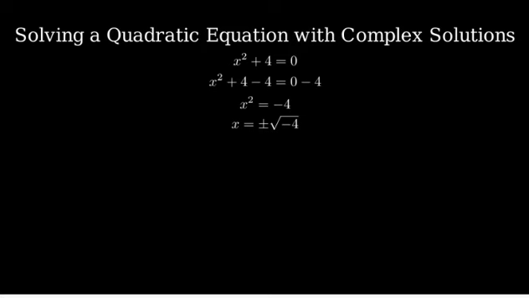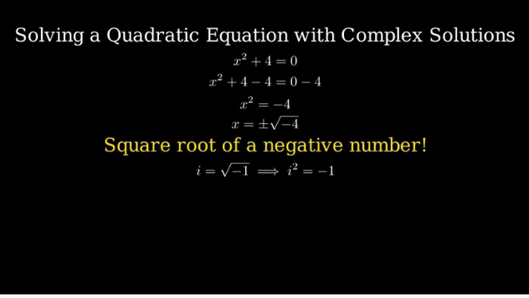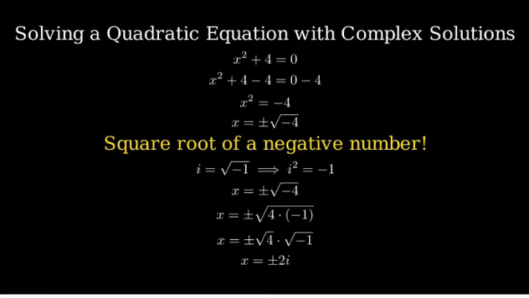This is where we need to introduce the imaginary unit i, where i is defined as the square root of -1. Let's use this to simplify our expression. We can rewrite -4 as 4 times -1, and then as 4 times i squared.